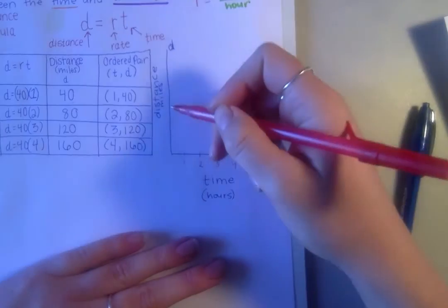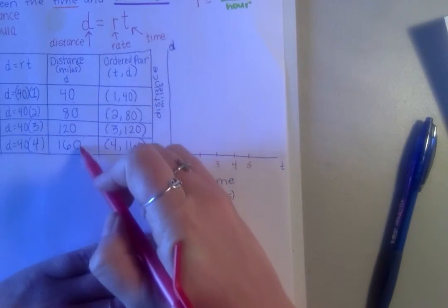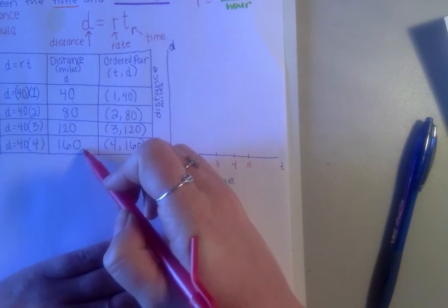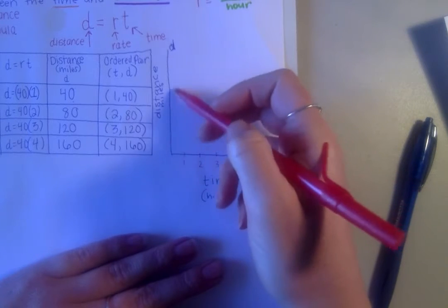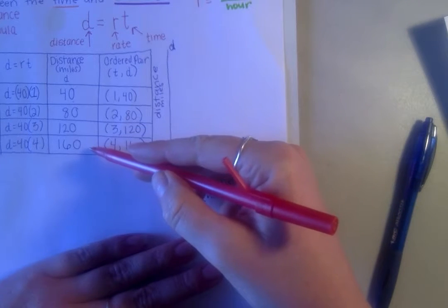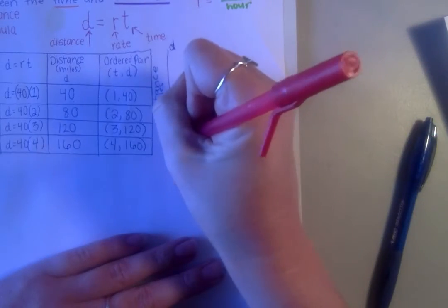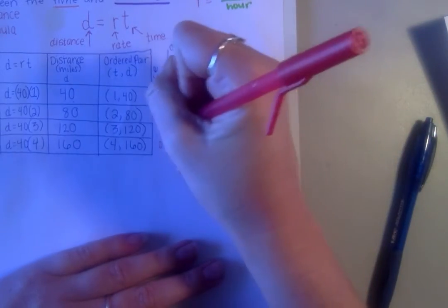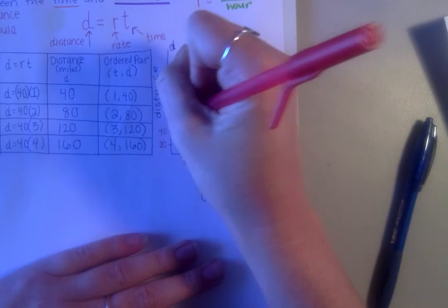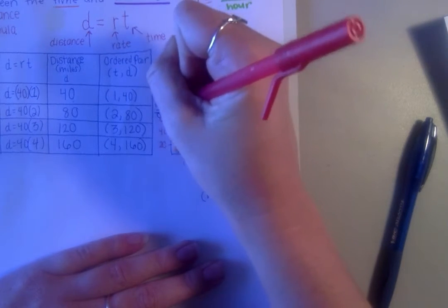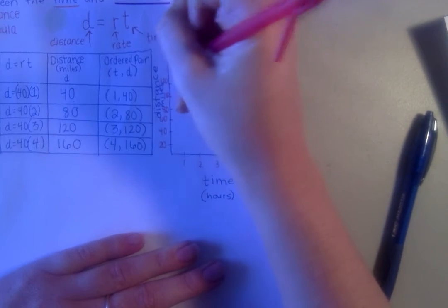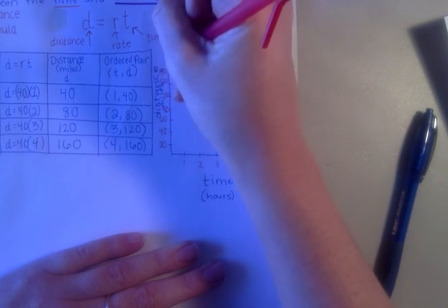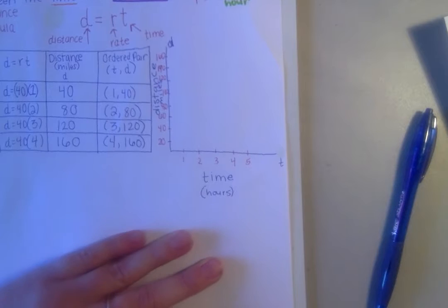But what about my distance in miles? Am I going to want to go by ones if I'm looking at my distances that I need to graph? No. What do you think it would be smart to go by? I'm going to have to get all the way up to 160. So I could go by tens, but that would be a lot of tens. So I'm thinking more like 20s. So let's go by 20s. This will represent 20 miles, 40 miles, 60 miles, 80 miles, 100 miles, 120 miles, 140 miles, and 160 miles. So now I'm ready to graph.